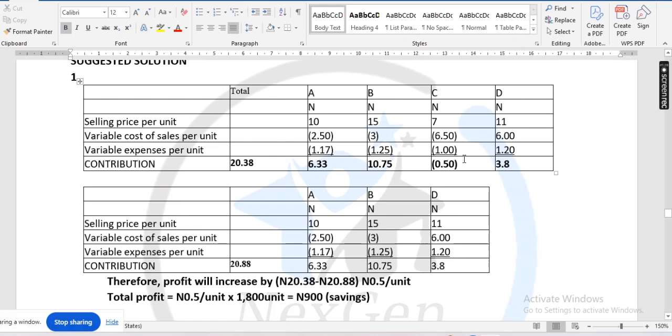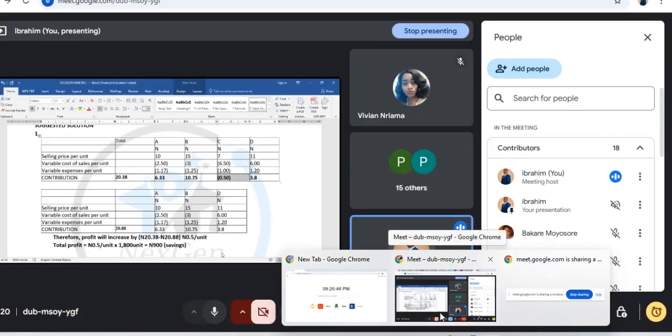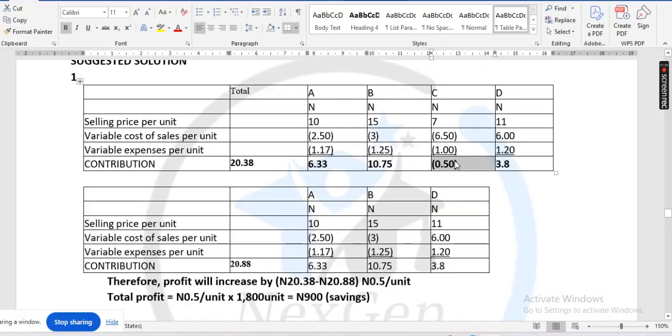That is savings. Because look at it here, class. Can you see it? This is 0.5. As a result of that 0.5, it is reducing the contribution. So you decide to discontinue it. What will happen? You have savings of 900 naira.